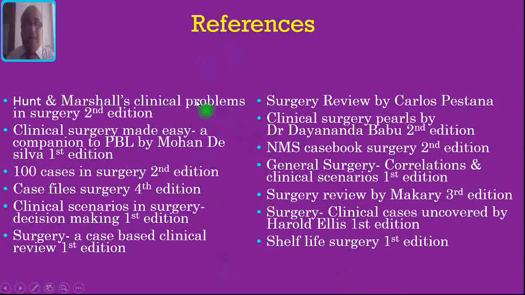So here is the list of books which contains the clinical scenarios. Those who are interested, you can refer to these books and you can solve these problems.